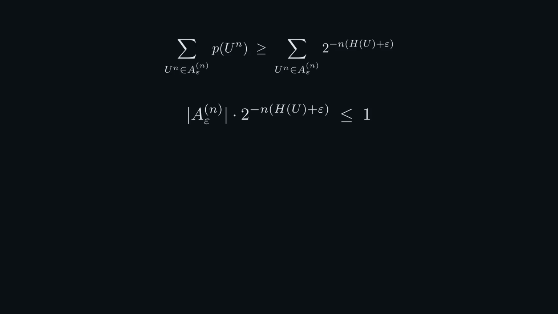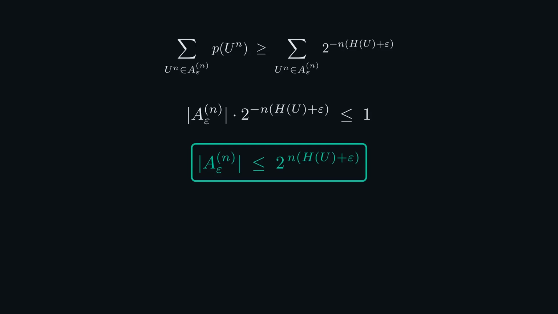This gives us that the cardinality of the typical set is upper bounded by 2 to the power n times the entropy plus epsilon. A similar proof I've omitted here shows us that the cardinality of the typical set is lower bounded by the following term. The full proof can be found in the description and follows a similar method.